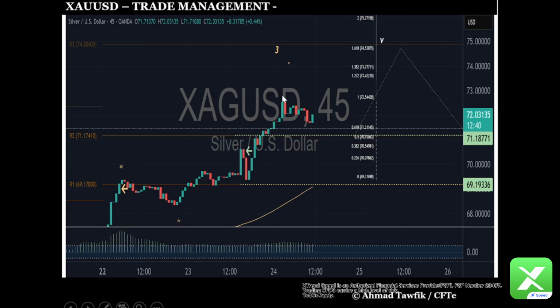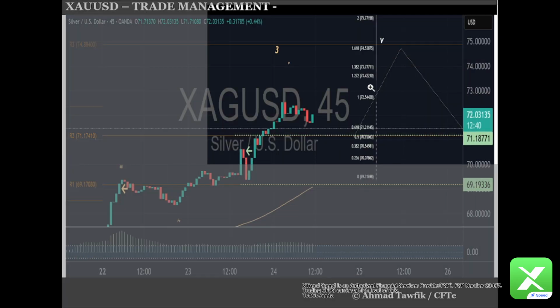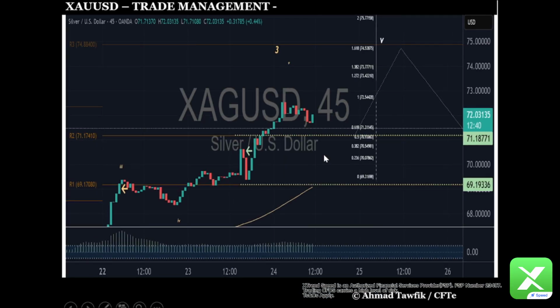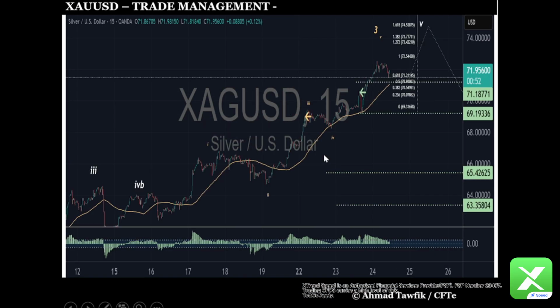This looks like a motive leg 3. It's like a 1 and a 2, 3. This is just a 4. And next time we go to $73.40, $73.70. The first target of $72 was hit. We are looking at $72.50 right there. All right, let's take it to 15 minutes.